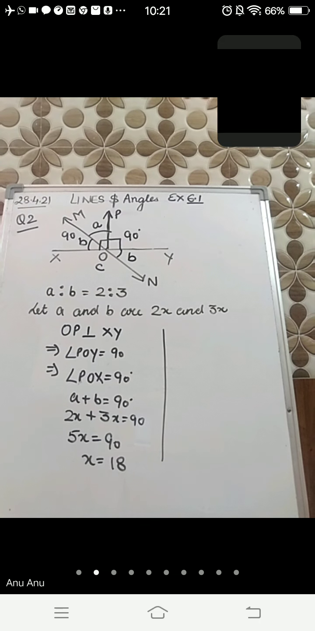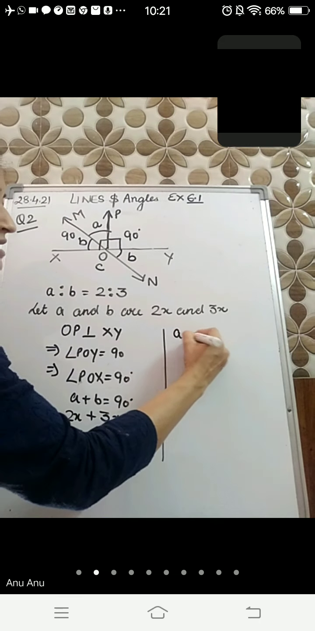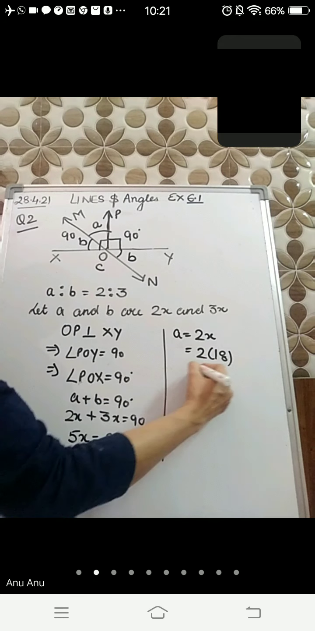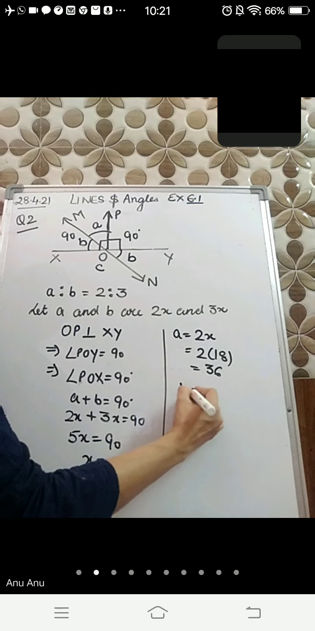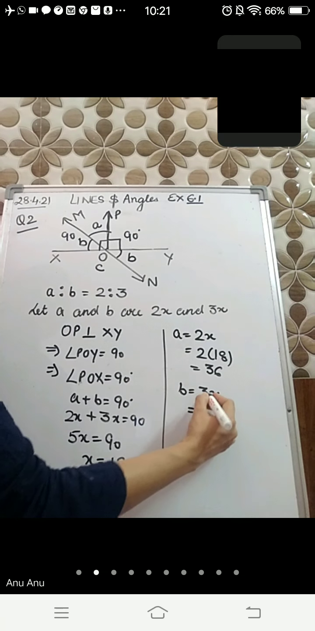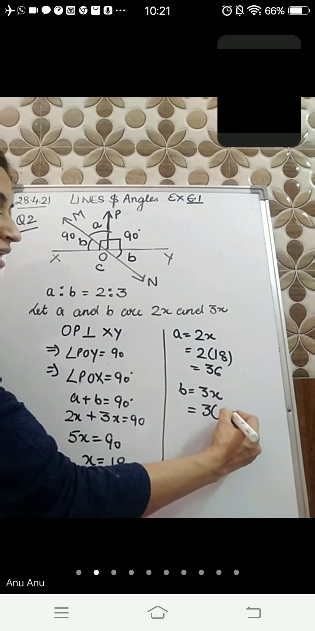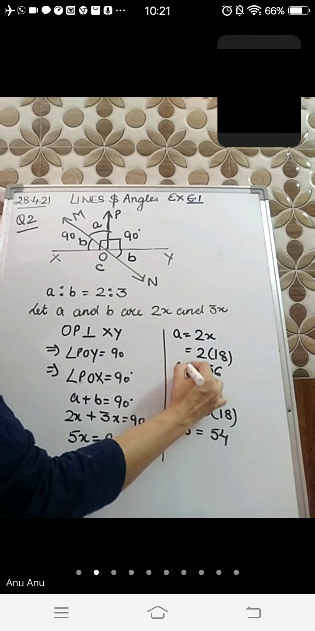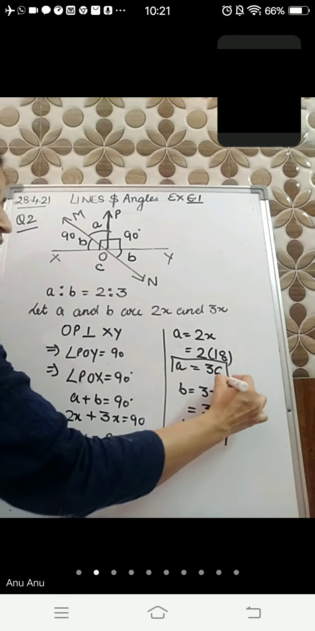If x is 18, then angle A will be 2x. Angle A is 2x, that is given. When you put x is equal to 18 here, it will become 36. Angle B is equal to 3x. You were not asked to find this in the question, but still you should get it. Angle B also comes, A also comes, B also comes.